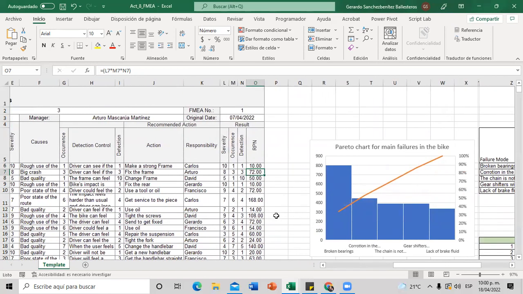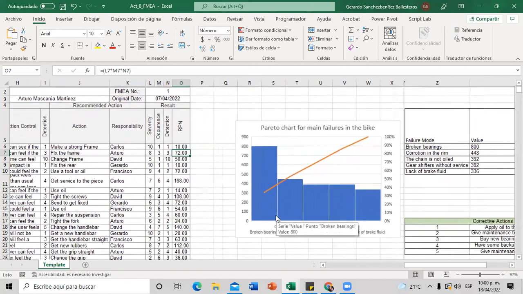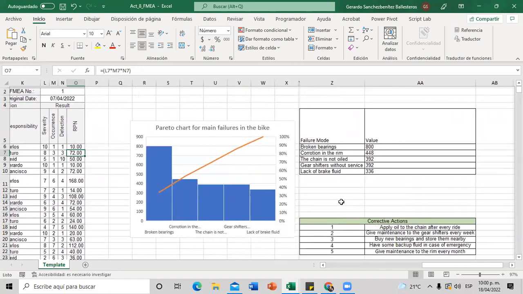Okay, for the Pareto diagram, it reflects the different variables ordered by frequency of values from most to least significant. These diagrams are based on the 80-20 rule. This rule holds that approximately 80% of the problems are caused by 20% of the causes.